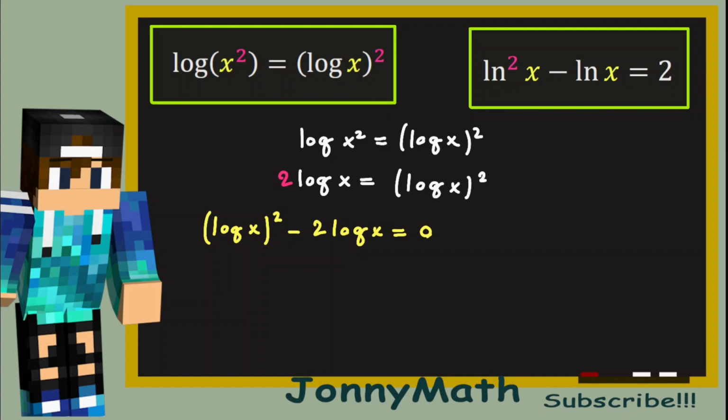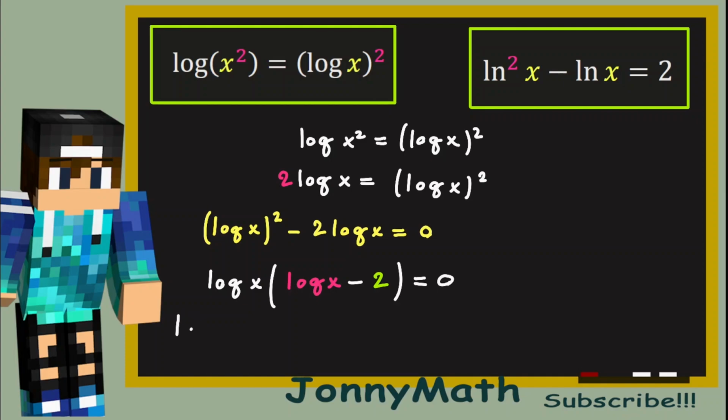So let's do it. We can factor out log of x, so log of x that multiplies. Log of x divided by log of x is just log of x, and minus 2 times log of x divided by log of x is just 2, and as you can see this equals 0. Now this product will be 0 when log of x is 0 or when log of x minus 2 is 0, so we can solve those equations separately.